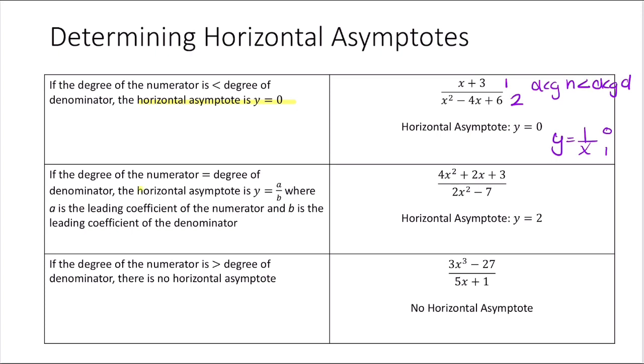So if the degrees of the numerator and denominator are equal, the horizontal asymptote will actually be the ratio of the leading coefficients. Remember, the leading coefficient is the coefficient of the highest degree term. So if we look at this example, you can see that the leading coefficient of the numerator is 4 and the leading coefficient of the denominator is 2.